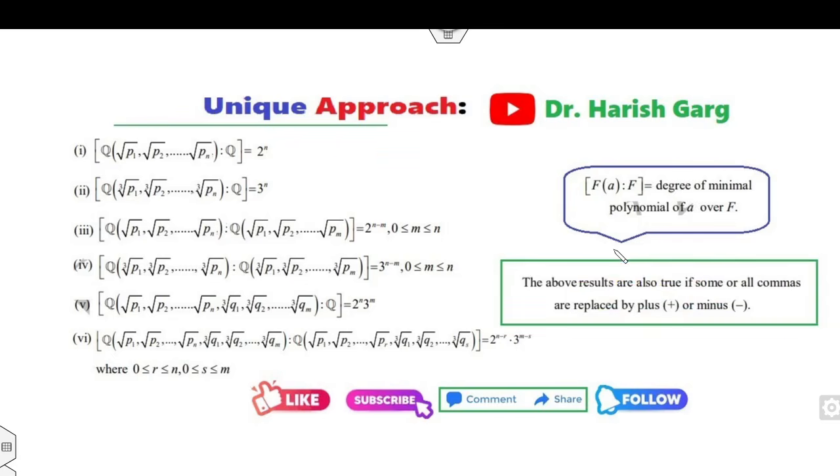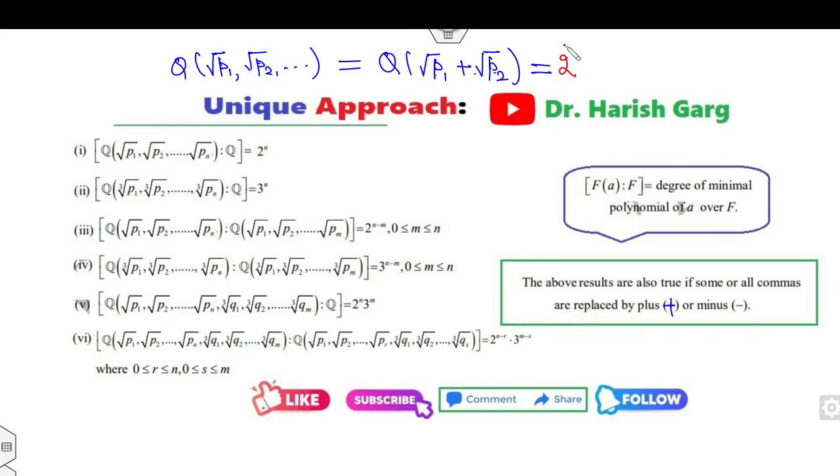Also make sure that instead of writing this as root of p1 comma root of p2, instead of the comma you can write either a plus sign or minus sign. This is the same quantity. This is also p1 plus p2. So what is the answer of this? If both are the square root, how many numbers? 2 numbers. So it's 2 raised to power 2. 4 is the right answer for this degree.